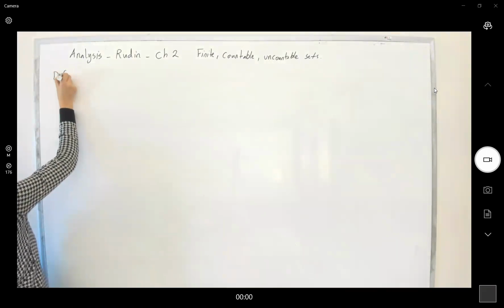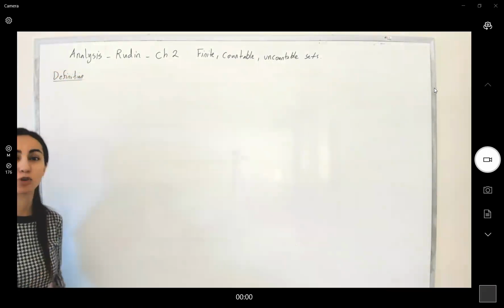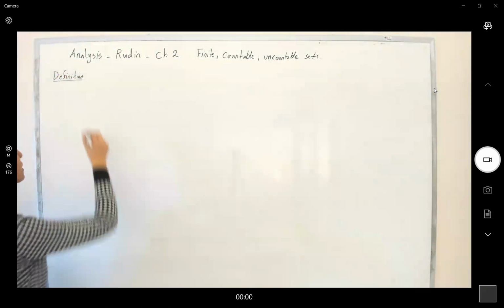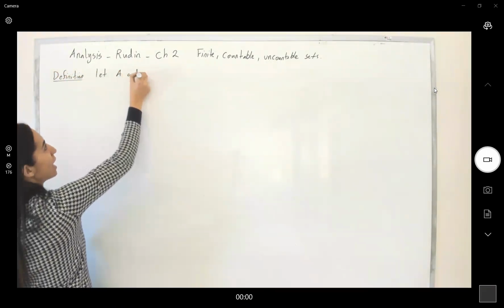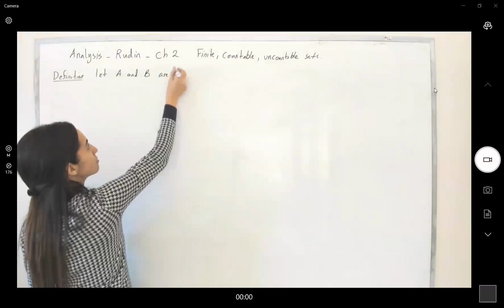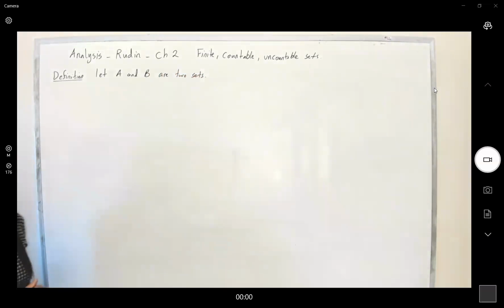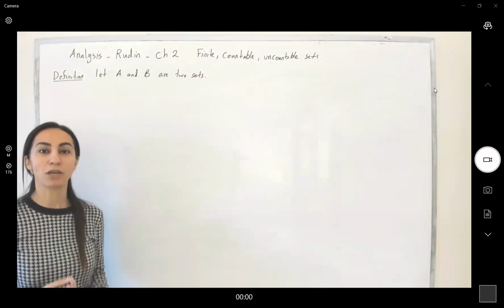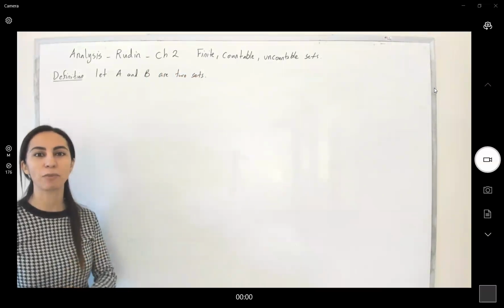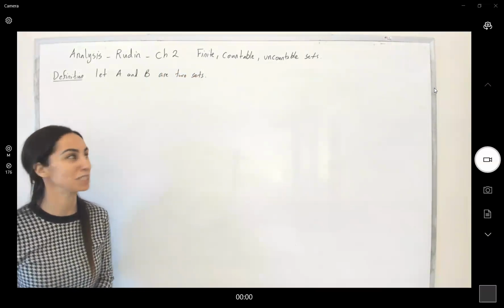We start by defining a mapping, the domain, and range. Suppose we have two sets. Let A and B are two sets. A mapping from A to B is actually a rule that takes values from A and assigns them to values in set B.